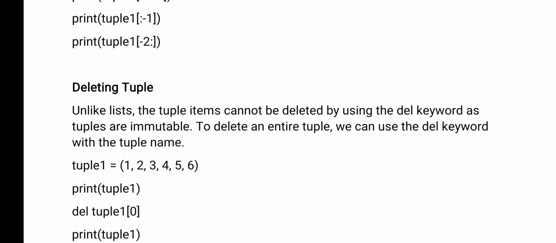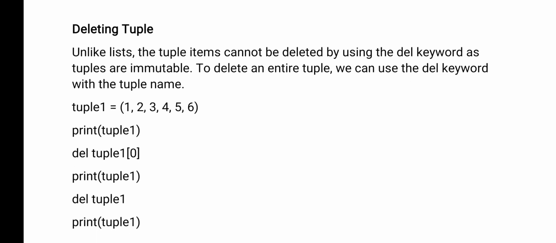The next one is deleting. After creating a tuple, if you want to delete any element, then we use the del operator. Using that, you can delete an element from a list. Here you see the list.